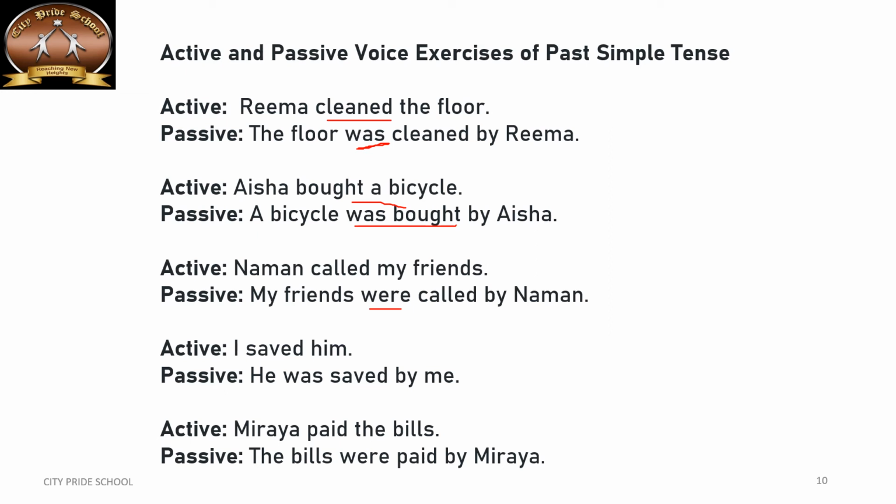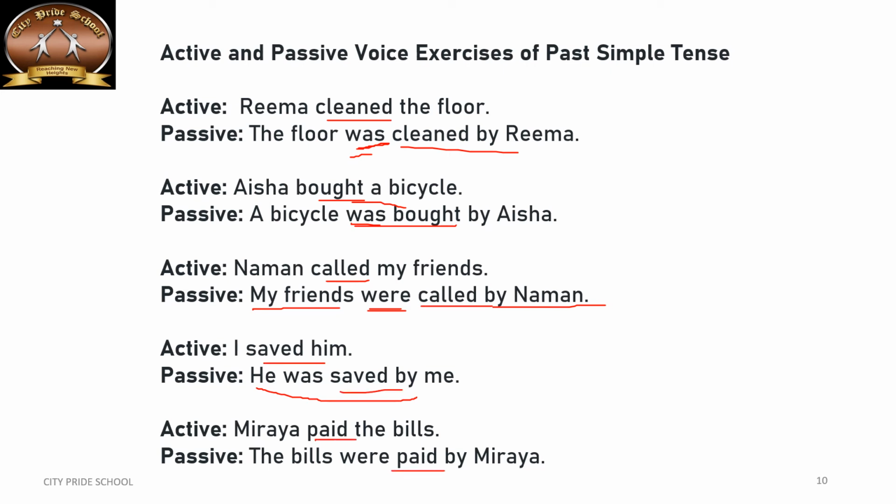Why were? In the first sentences we said was bought, was cleaned. And here why were? Because my friends. Friends is plural. So we say my friends were called by Naman. I saved him. He was saved by me. And Maria paid the bills. The bills were paid by Maria. Now here all the verbs given in the active voice did not change because the past participle form of those verbs is the same. If you see bought, called, remained same here, saved also remains same here, paid also remains same here.